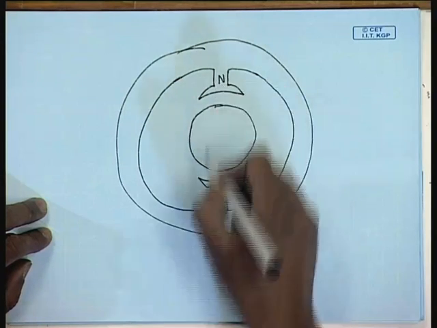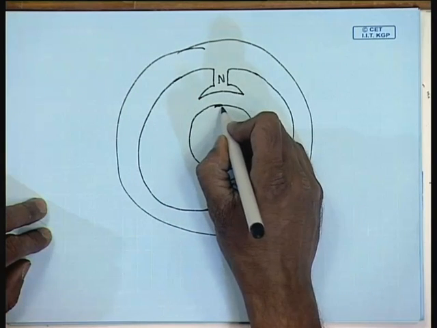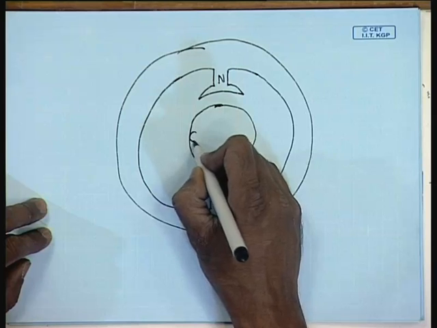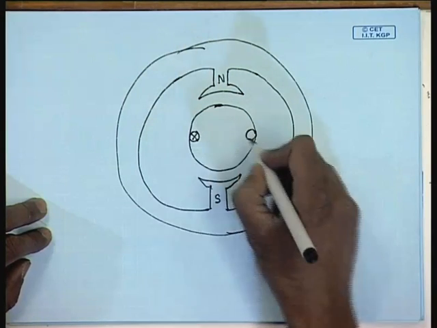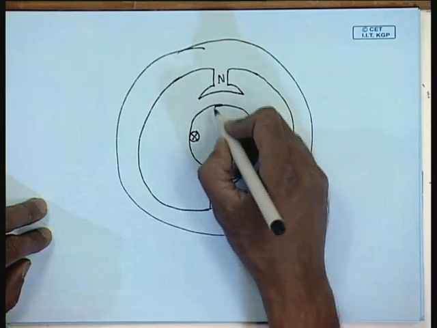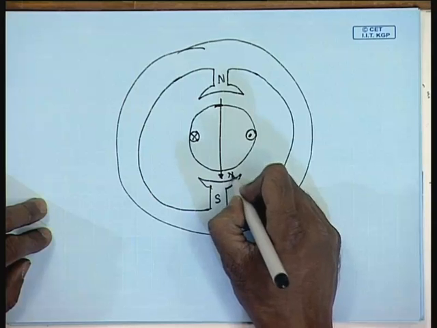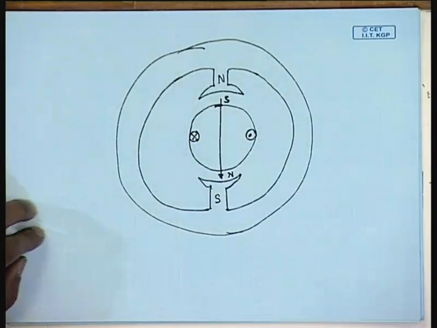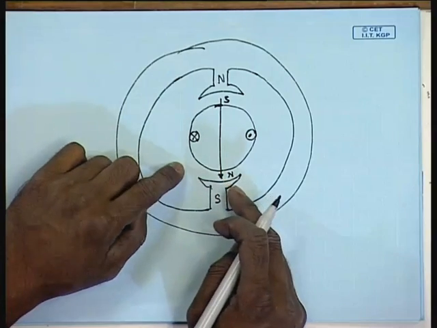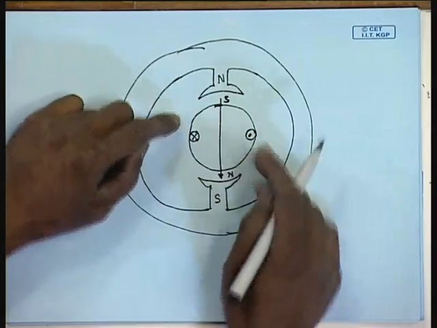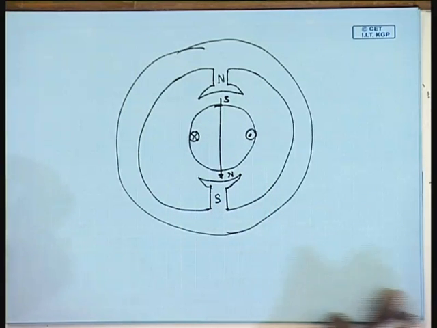This is north pole, this is south pole. The aligned position, it will become somewhat like this. This is the north pole, this is the south pole by the rotor electromagnet. Of course, it will not stop here as before due to mechanical inertia. This will try to overshoot this south pole. Now, this is where we need to change things.